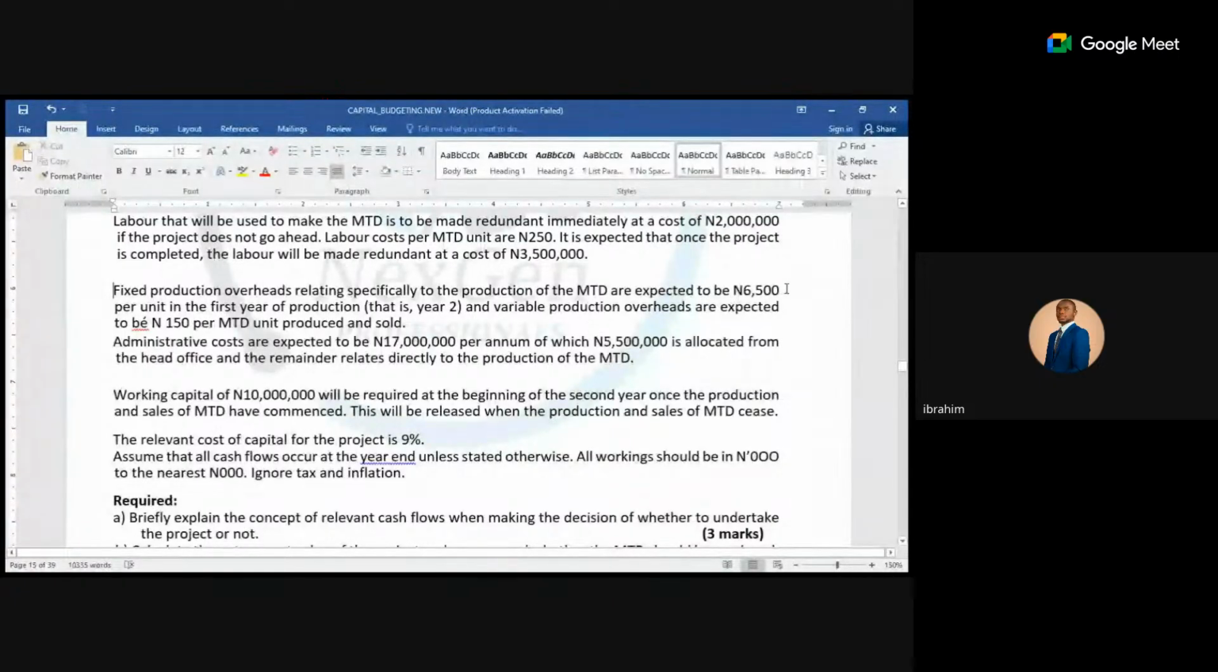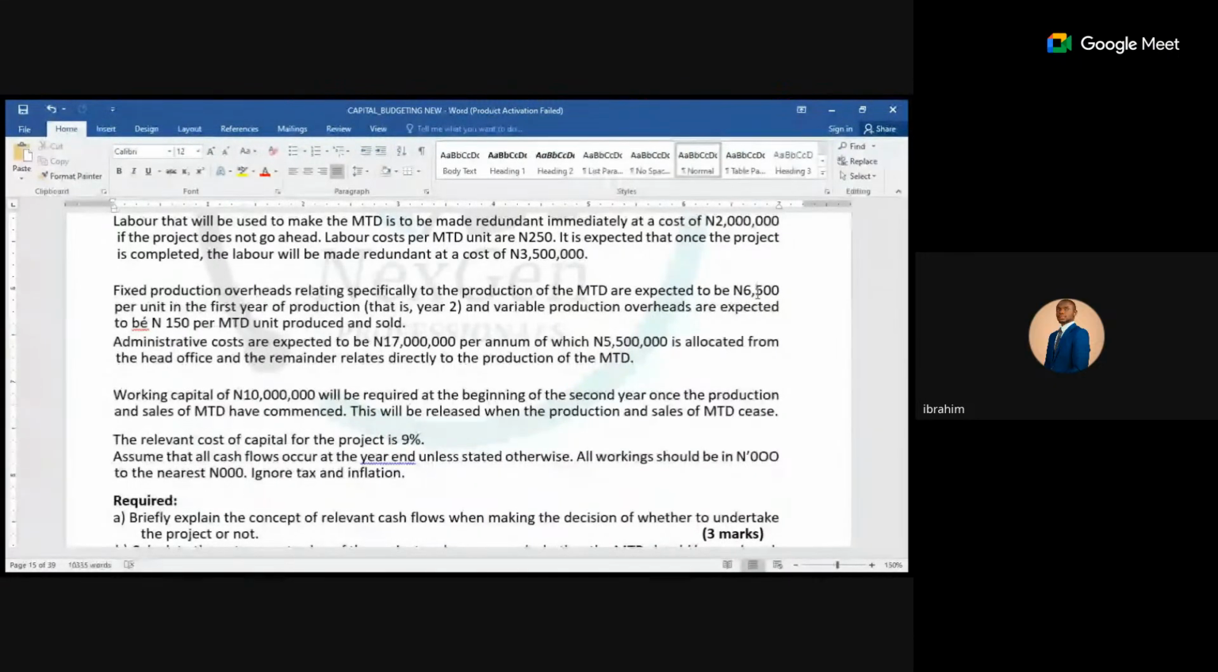to be 6,500 in the first year. That is year 2, right? And variable production overhead is expected to be 150 per unit produced and sold, right? So meaning that in our first year, that is year 2, we have 6,500, right?